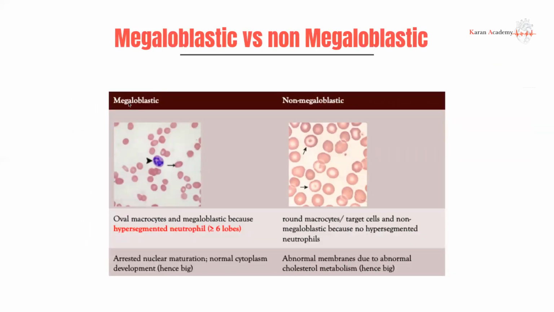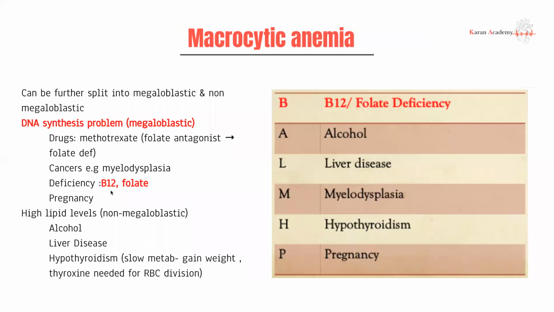Again, you can have megaloblastic and non-megaloblastic. We already talked about this. And a big part of it is going to be the segmentation of neutrophils. With one, you have arrested nuclear maturation, and with the other, you have abnormal membranes. Does that make sense? Issue with the DNA pathway, issue with the lipids, because lipids make up most of the cell membrane. Lipid metabolism is quite liver-centric, and then hypothyroidism, already talked about.